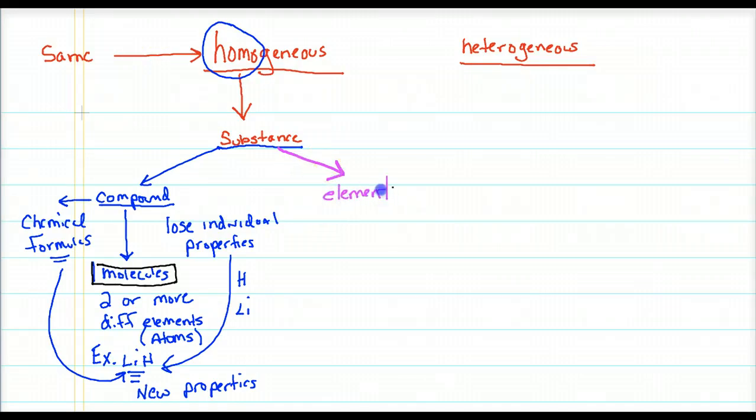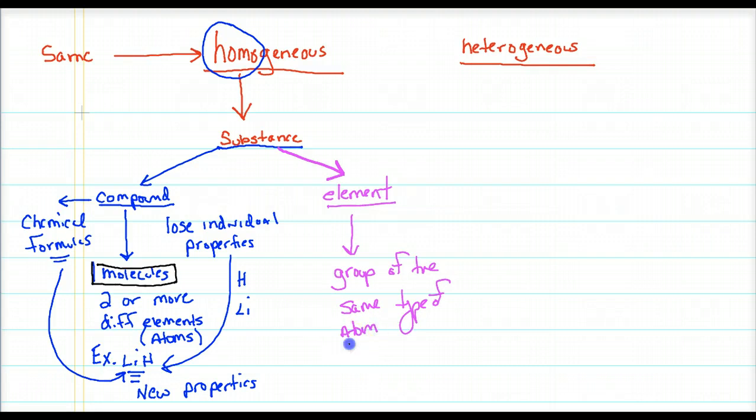And an element, as defined already, is a group of the same type of what? Atom. And atoms differ by their proton number, which is their atomic number. And they cannot be broken into anything simpler.